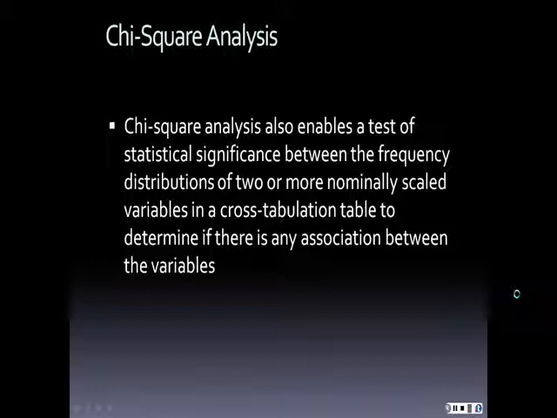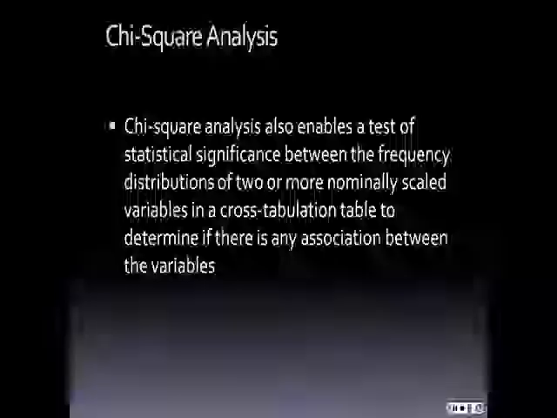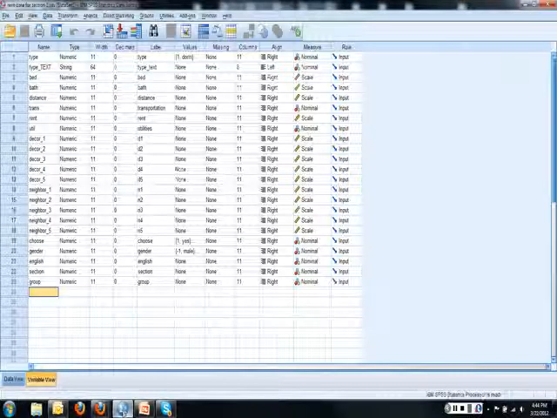So the chi-square is the appropriate statistical test to use when we have frequency distributions, when we're looking at two or more nominally scaled variables. In this case, we're looking at two variables, so this is a bivariate analysis. So let's go ahead and look at the specific example that we just explained within SPSS and see what we find.